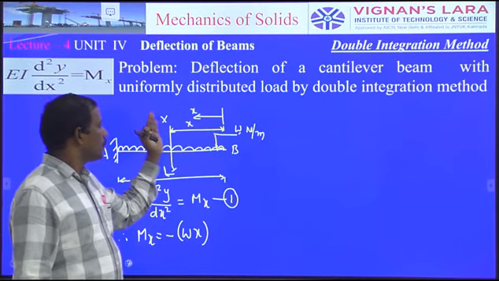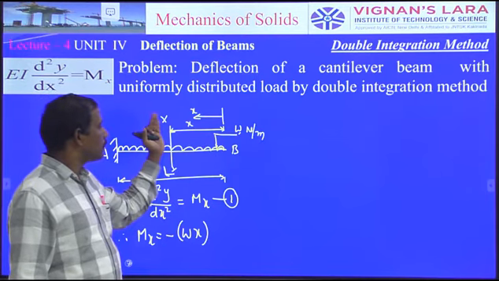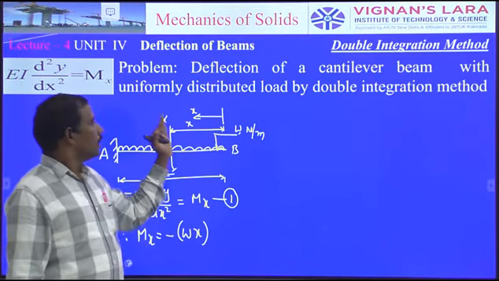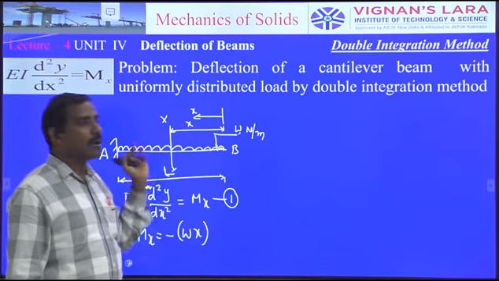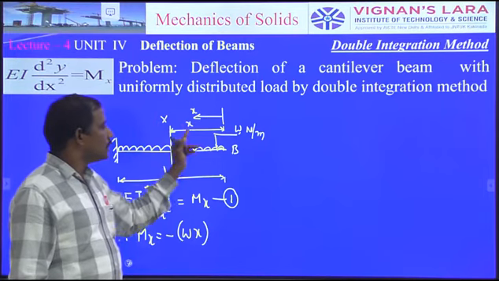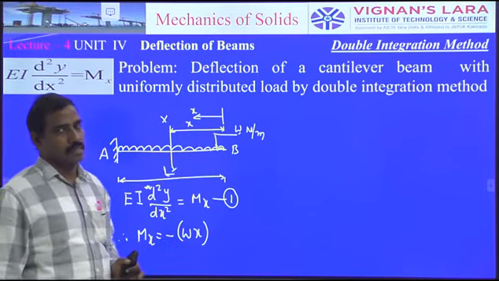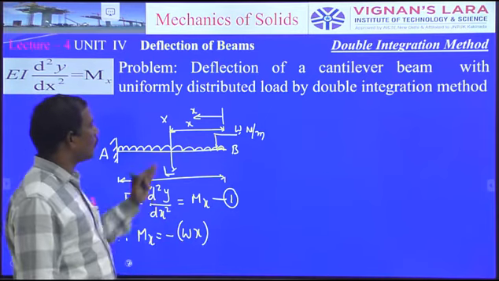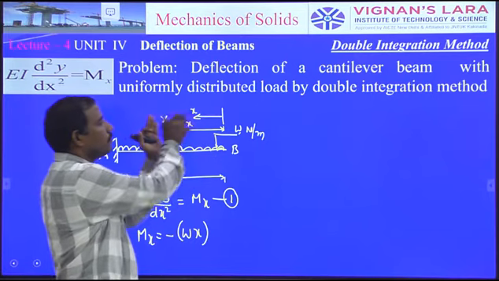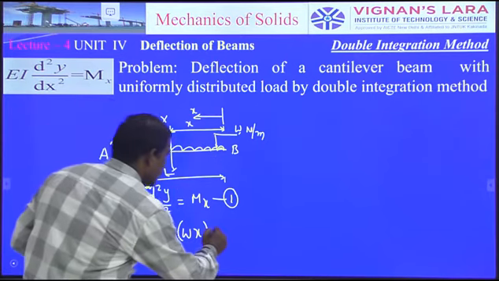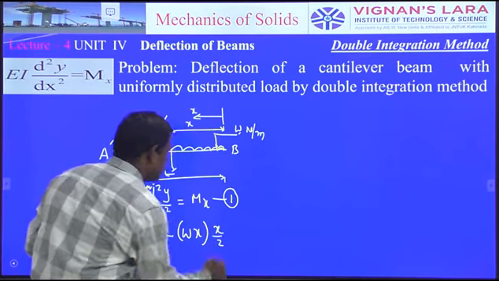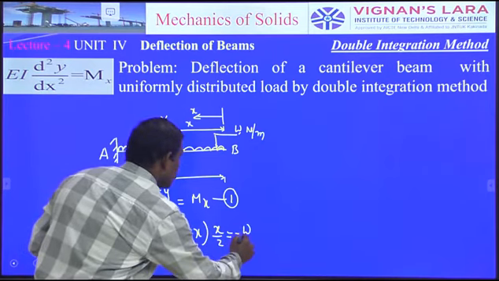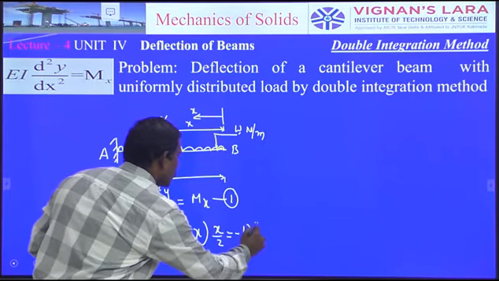Simply, here we consider the portion between section XX and B only. It is distributed over a distance small x. That's why the total load is wx. This wx is concentrated or located at the midpoint of x, that is x by 2. Finally, this can be rewritten as minus w by 2 into x square.